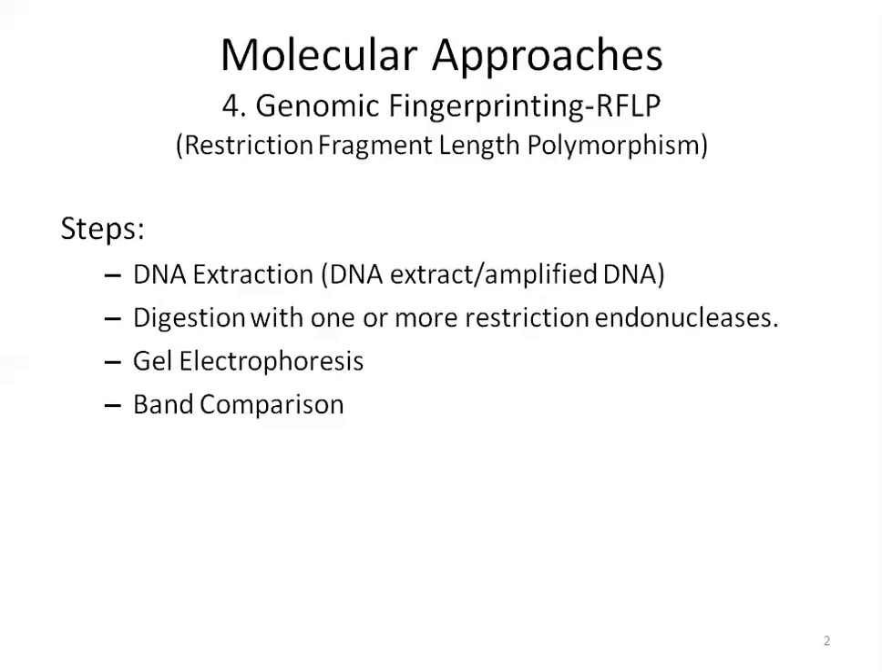And then you may amplify this DNA, and then you can use the restriction enzymes to cut these DNAs, that is the directly extracted or the amplified DNA, into small fragments. So you will digest this DNA using restriction endonucleases. These are the enzymes that break the phosphodiester bond and cut the DNA into segments. Then you will perform gel electrophoresis, and after gel electrophoresis you will compare the bands.